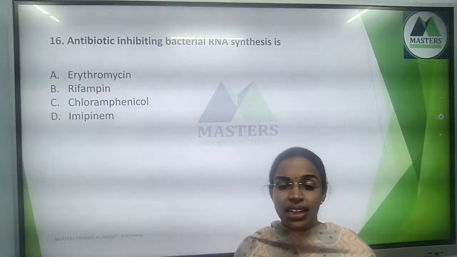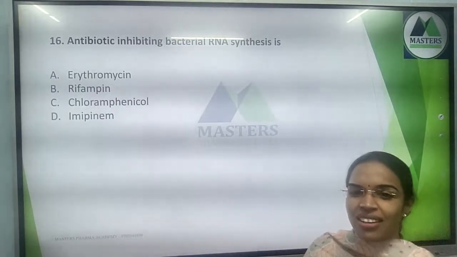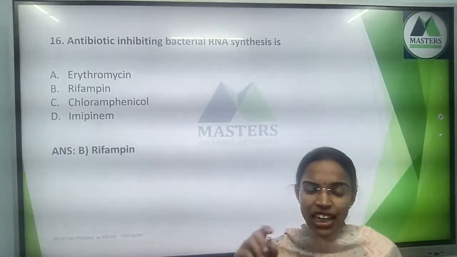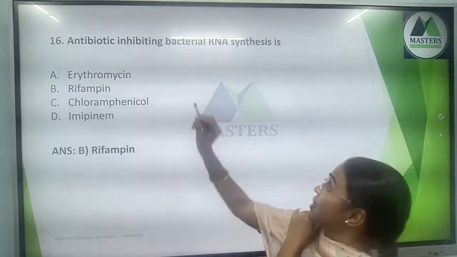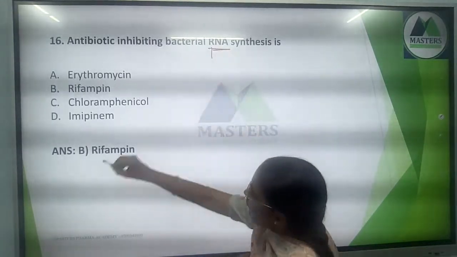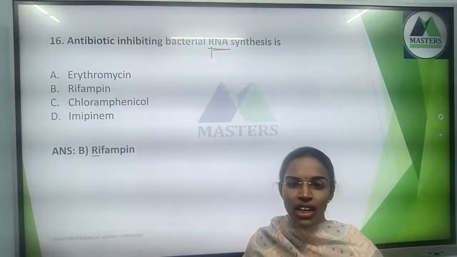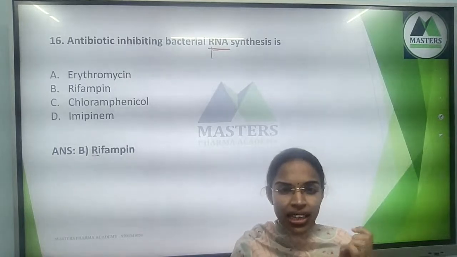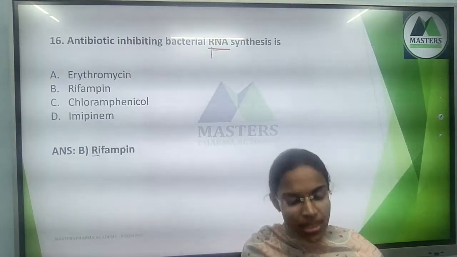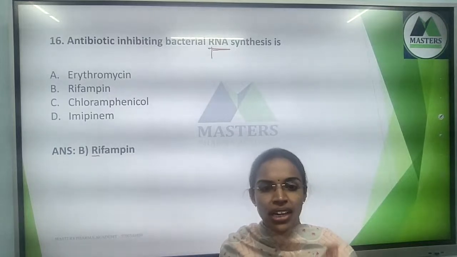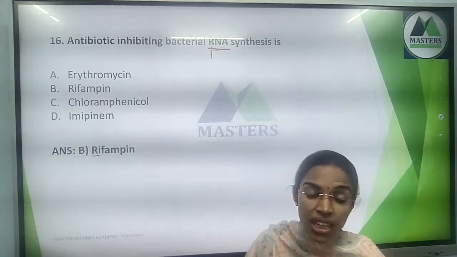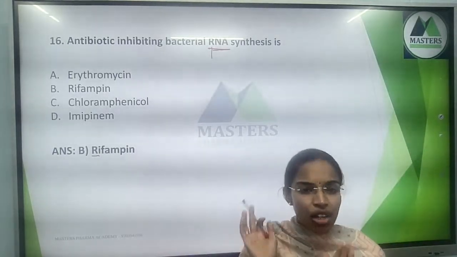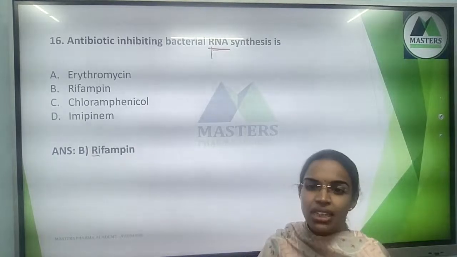Antibiotic inhibiting bacterial RNA synthesis. The answer is rifampicin. Always try to remember: whenever something is inhibiting RNA synthesis, R for RNA, and rifampicin starts with R. Try to correlate. It blocks the initiation of RNA synthesis. It inhibits the bacterial DNA-dependent RNA polymerase enzyme. So immediately you need to correlate rifampicin. R for RNA, R for rifampicin.